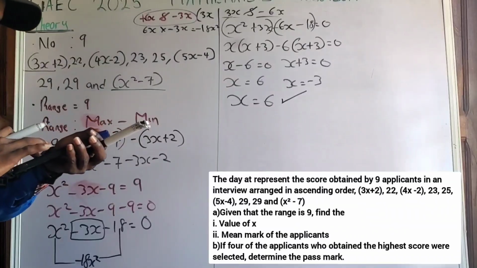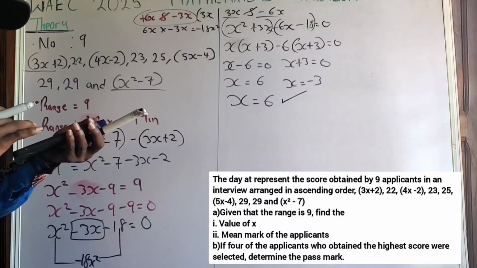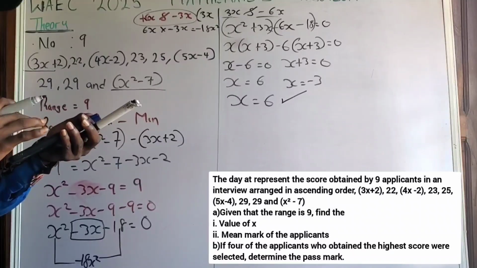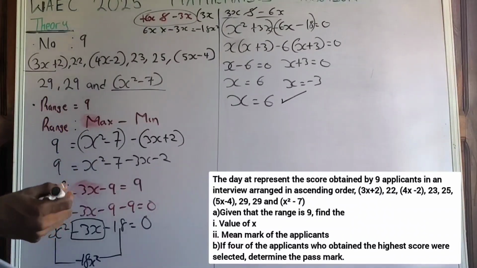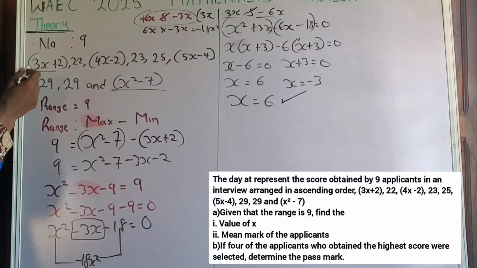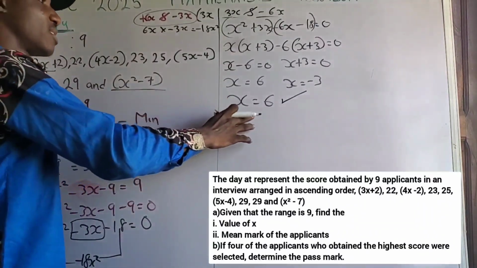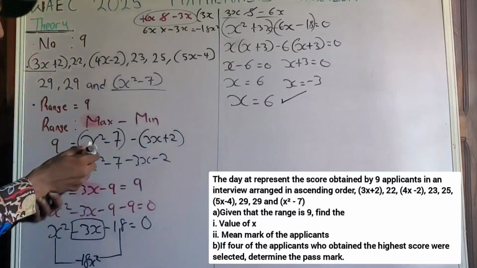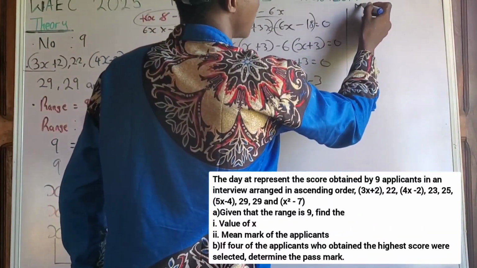Now, having gotten the value of x, we are asked to find the mean mark. To get the mean mark of the applicants, we first have to determine the values of each of the applicants' marks. For example, look at the first mark. The first mark is 3x plus 2. Since we got the value of x as 6, we can easily get 3x plus 2.